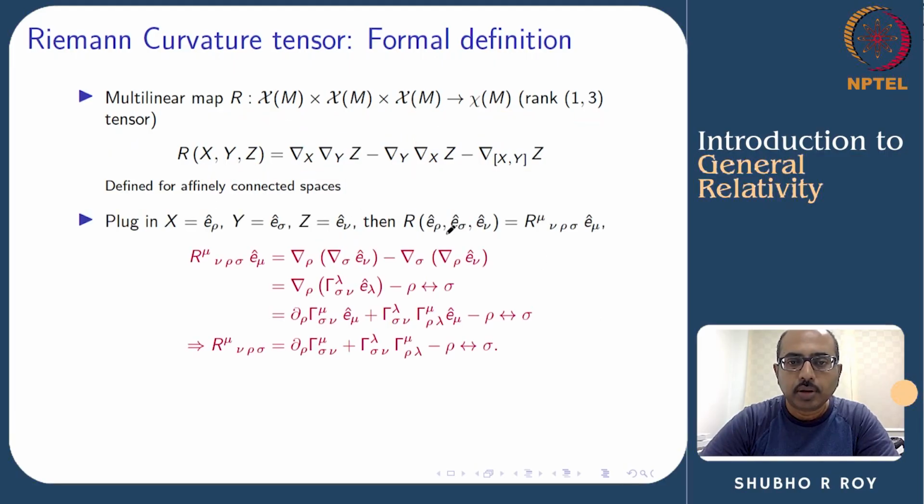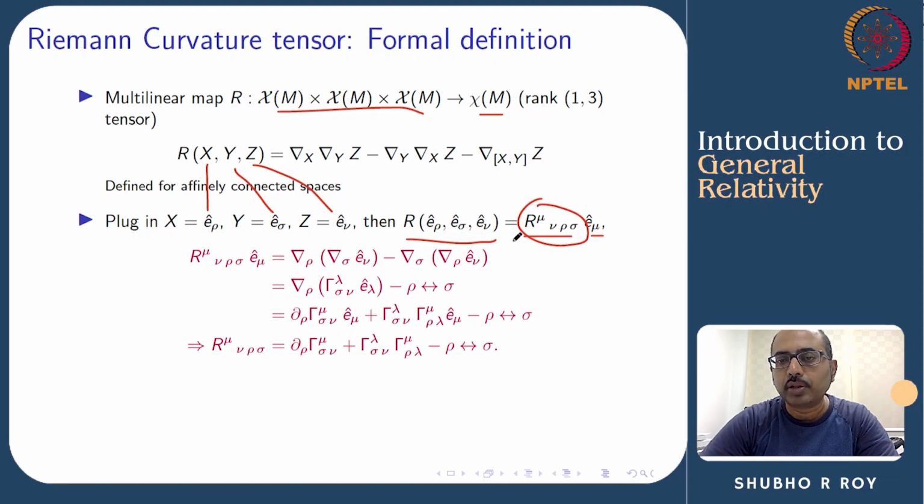All right, so now let's write the components of R. Let's supply X to be some basis element e_ρ hat, Y to be another basis element e_σ hat, and Z to be e_ν hat. Then you get this quantity, and because it maps three vectors into another vector, the result will be another vector quantity which has a basis element and a component. I've written this component this way so that it remembers that you got it by feeding R ρ, σ, and ν in that particular order.